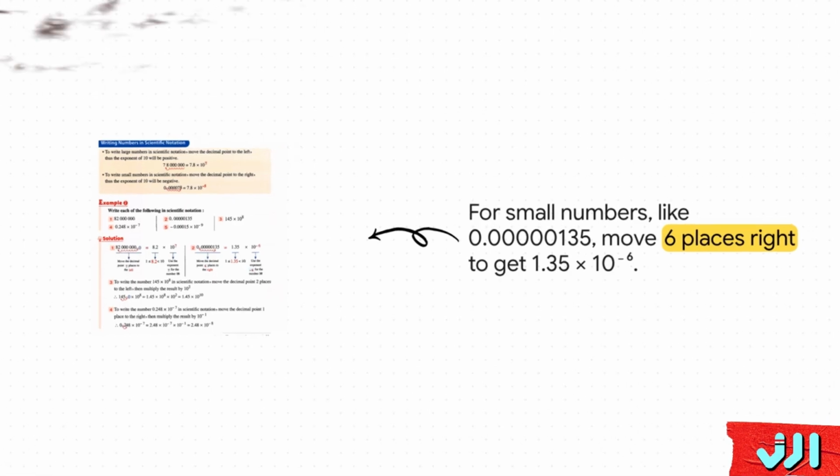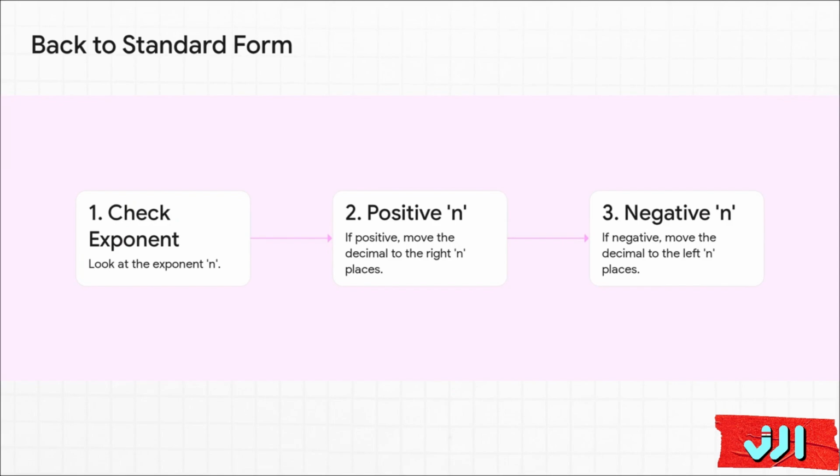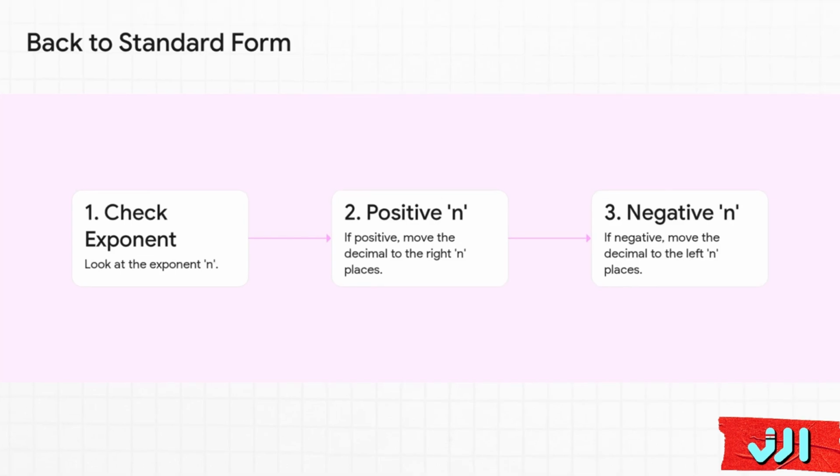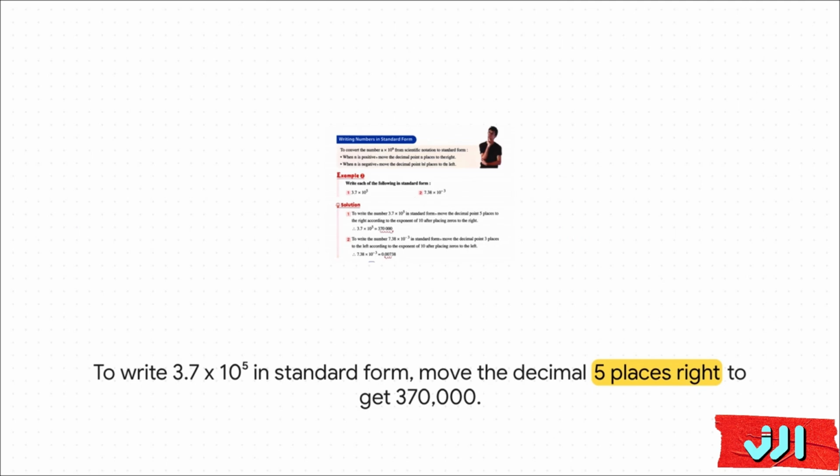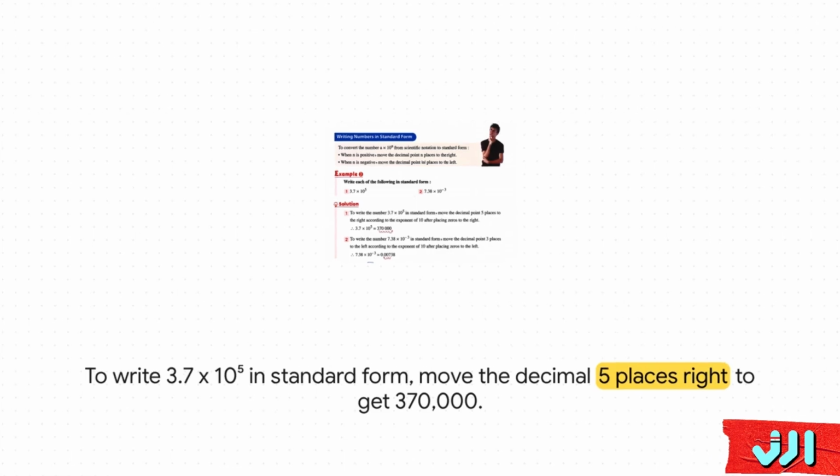It's pretty clever, huh? You know what's even easier? Going backwards. All you have to do is look at the exponent. If it's a positive number, you're going to move the decimal to the right that many places, which makes the number bigger. If it's negative, you just move the decimal to the left, making the number smaller. So for this example, 3.7 times 10 to the 5th, we see that positive 5. That tells us, okay, move the decimal 5 spots to the right. You just add in zeros to fill the empty spots, and boom, you get 370,000. It's just doing the same process in reverse.